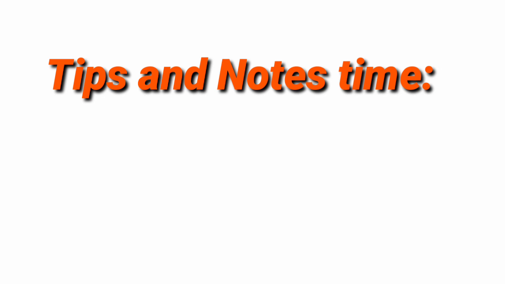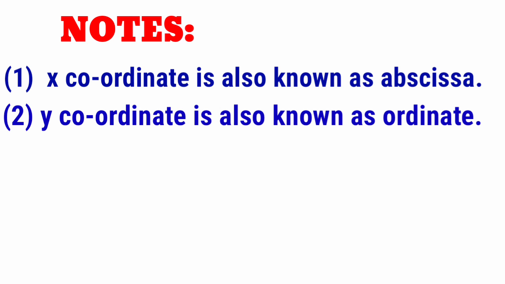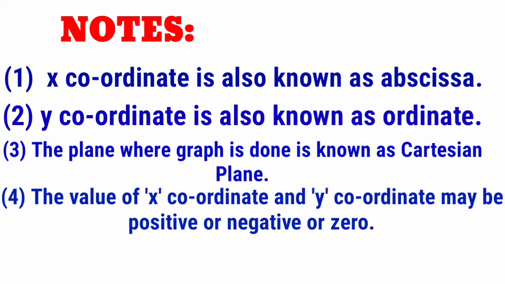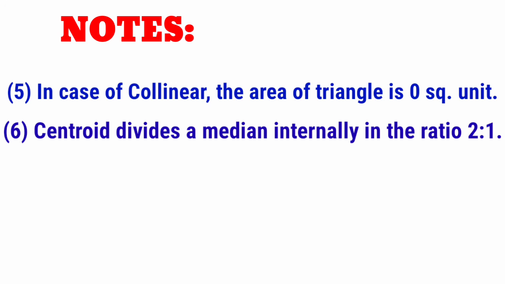Note 1, the x coordinate is also known as abscissa. Note 2, the y coordinate is also known as ordinate. Note 3, where coordinate geometry is done or graphs are drawn, this plane is known as the Cartesian plane. Note 4, the value of x or y may be negative, may be positive, or may become 0. Note 5, in case of collinear points, the area of the triangle is 0 square units. Note 6, the centroid divides a median internally in the ratio 2:1.